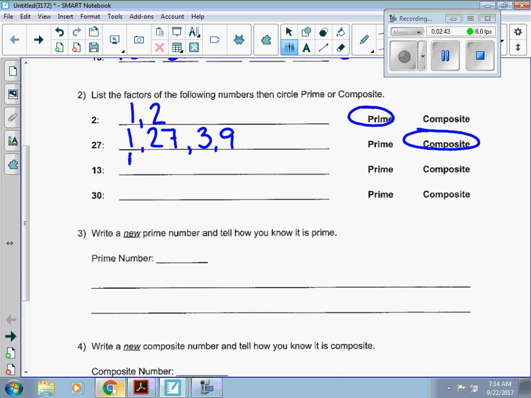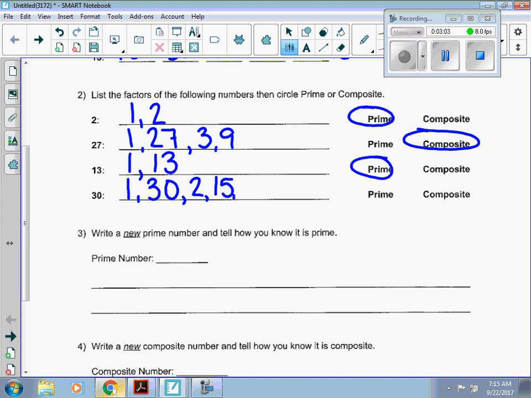13, the only factors are 1 and 13. And because there's only 2 factors, it is prime. And 30, I start with 1 and 30. And then again, I have to go through my numbers. It is even, so 2 will work, and 2's partner is 15.